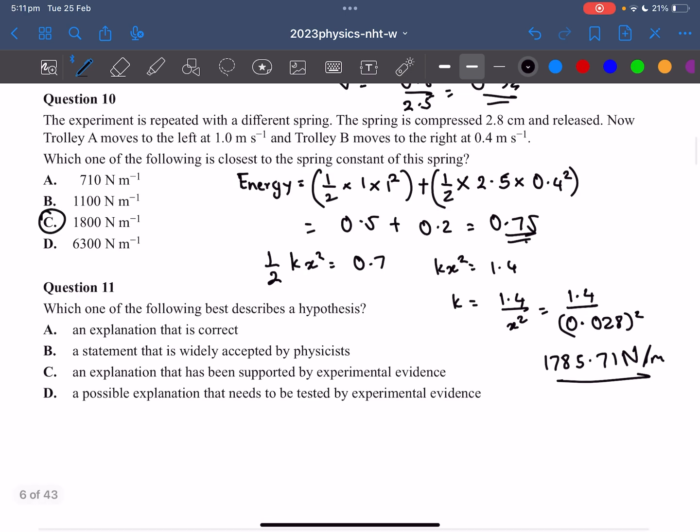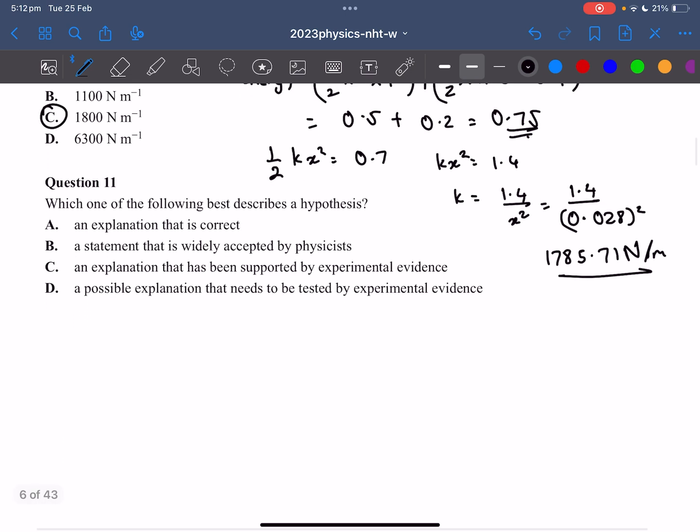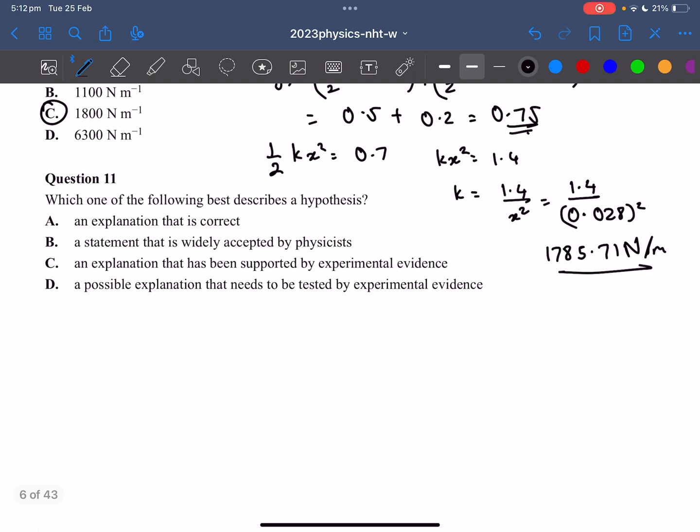Okay. So which one of the following best describes a hypothesis? Very well. An explanation that is correct, definitely not. A statement that is widely accepted by physicists, no. An explanation that has been supported by experimental evidence, no, not quite. A possible explanation that needs to be tested by experimental evidence, correct. So this is just an experiment-based question.